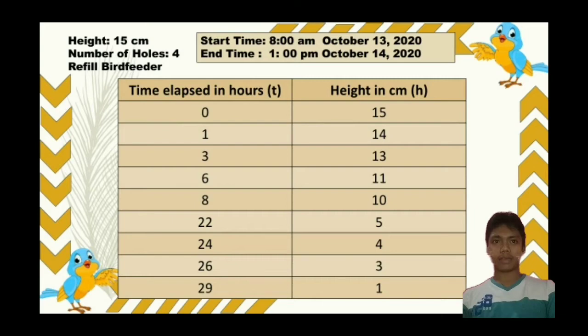After 1 hour, 14 cm left. After 3 hours, 13 cm left. After 6 hours, 11 cm left. After 8 hours, 10 cm left. After 22 hours, 5 cm left. In 24 hours, 4 cm left. In 26 hours, 3 cm left. And in 29 hours, 1 cm left. Same as in the original Birdfeeder.